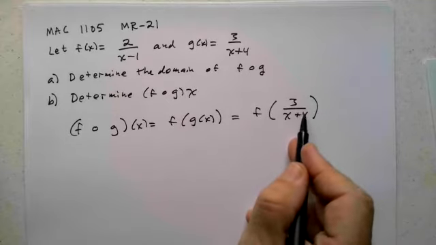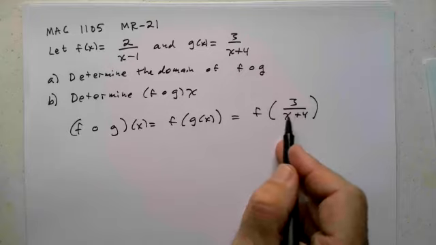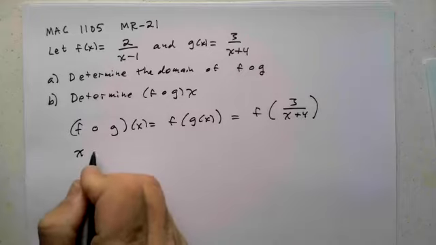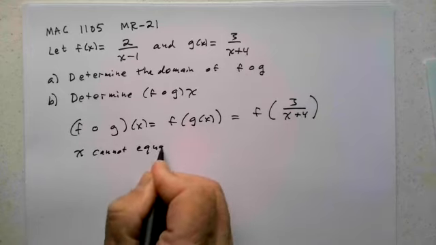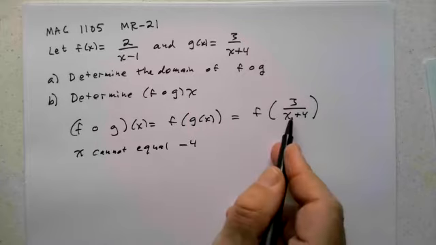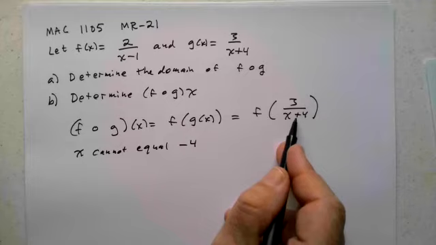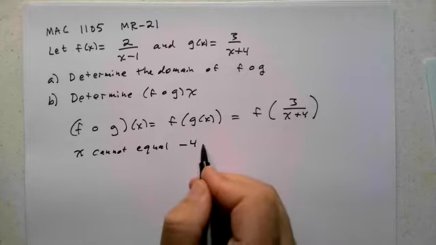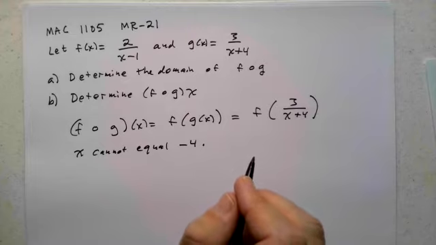But what do we know about 3 over x plus 4? What do you know about g? x cannot equal negative 4. Because if it did, if we had negative 4 plus 4, we'd have a 0 in the denominator. 3 over 0 is not a number. I can't plug that into f. So immediately I know my final domain cannot include negative 4.